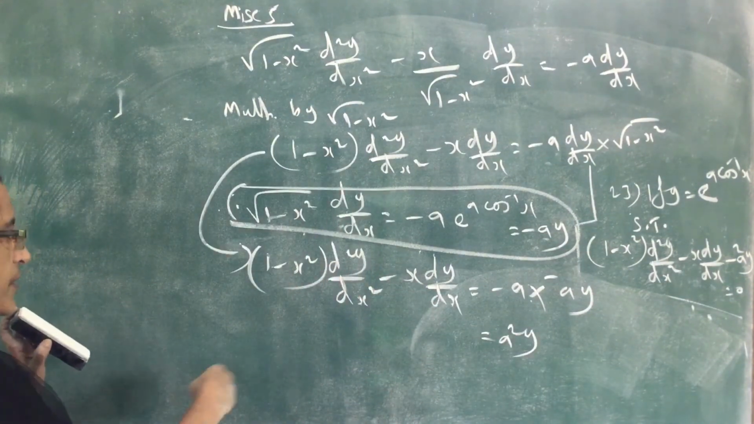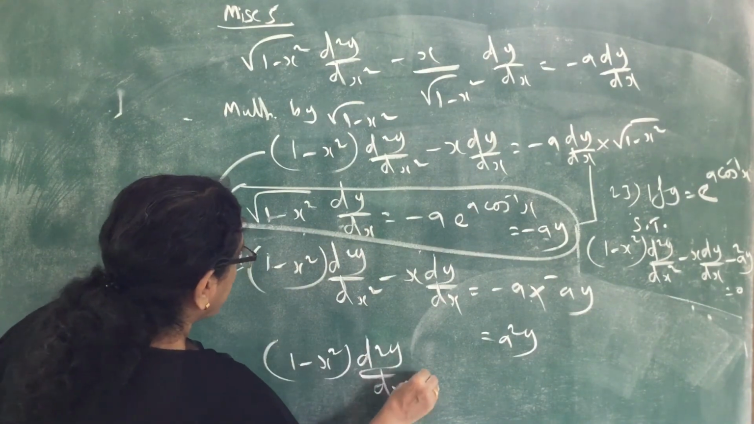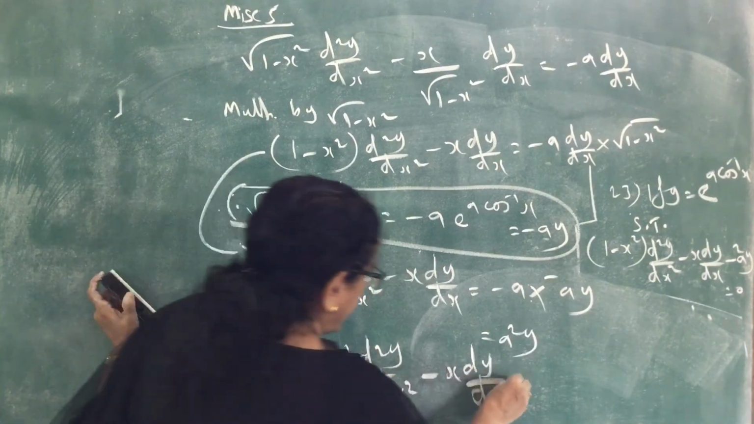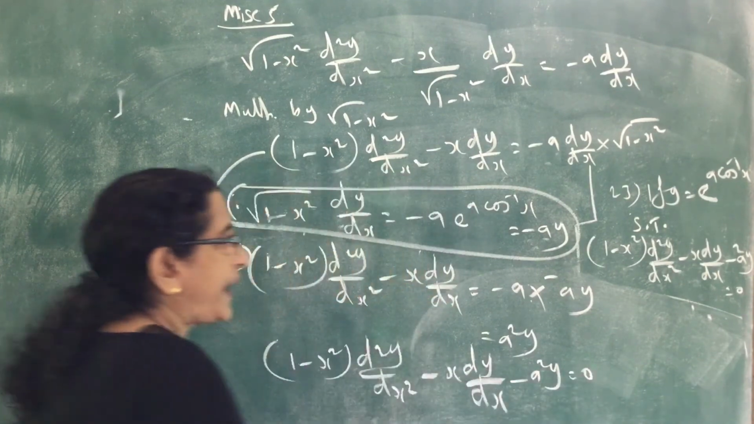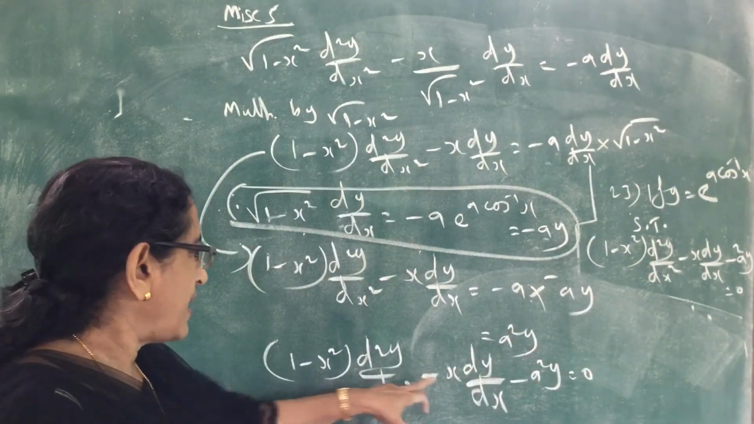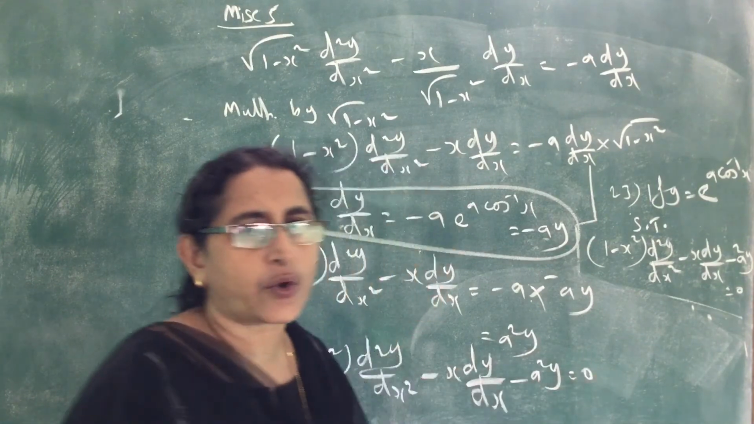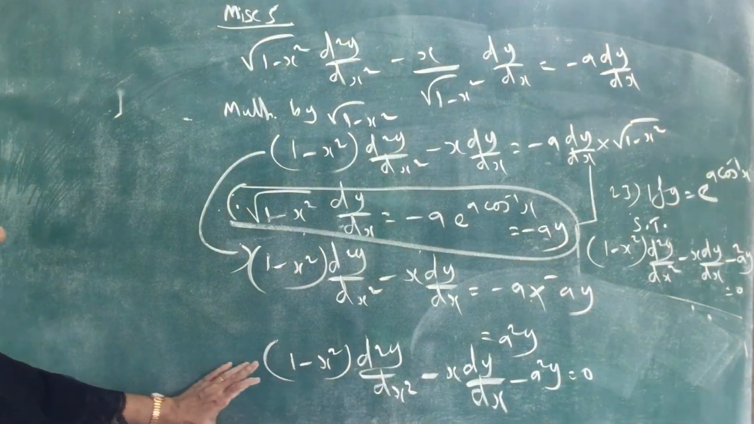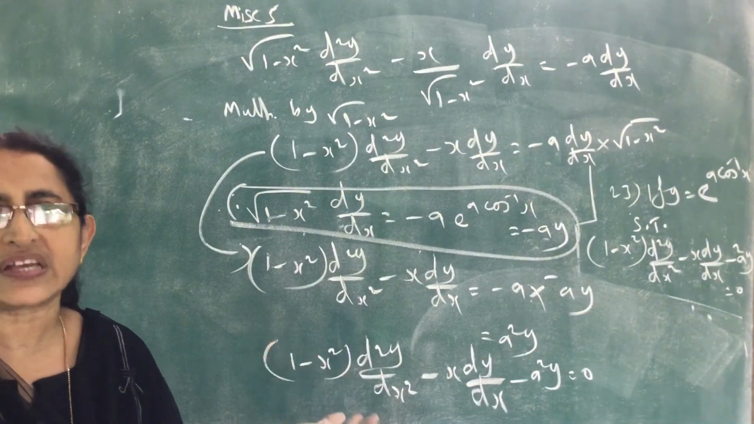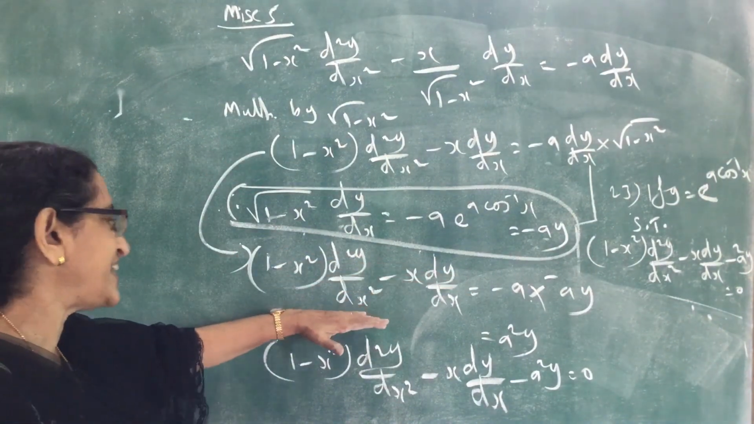Now take a square y to the left side. So what we get: 1 minus x square into d square y by dx square minus x dy by dx, taking a square y to the left side, minus a square y equal to 0. That is what we wanted to prove: 1 minus x square d square y by dx square minus x dy by dx minus a square y equal to 0. So we proved it. So whenever we can substitute y, dy by dx or d square y by dx square, we can simplify and finally reach the result we need to prove. Okay.